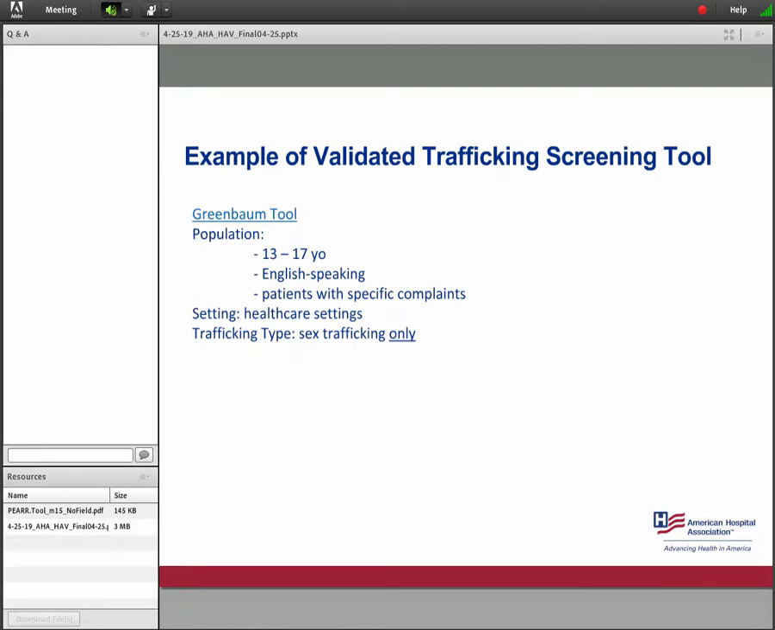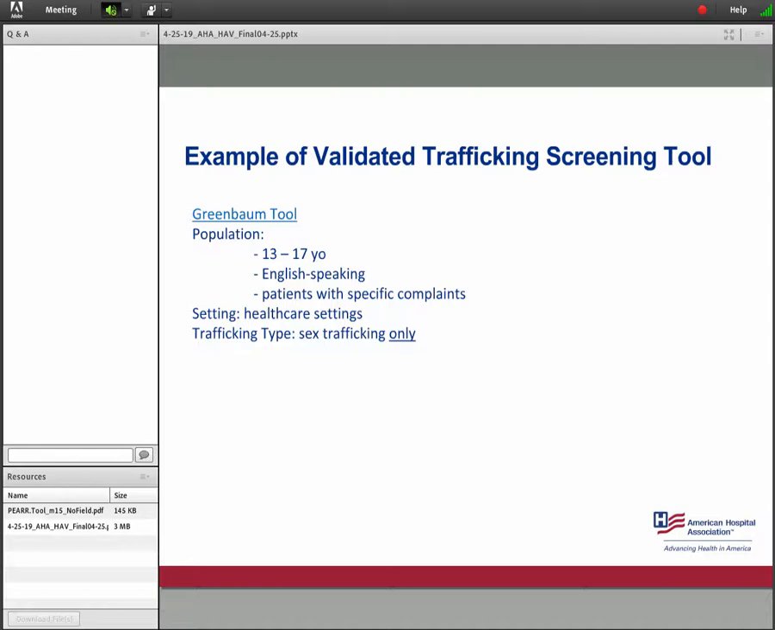The only example that we have in the healthcare setting, I'm not speaking about social service settings, specifically for a hospital, clinic, or office-based setting for screening for human trafficking, is the Greenbaum tool. It is, however, for a very specific group of people. It's for a predetermined set of people who are, frankly, adolescents, but are minor adolescents, so 13 to 17, that speak English with certain complaints, and it's only to screen for sex trafficking.